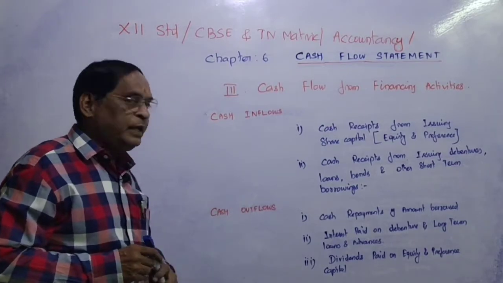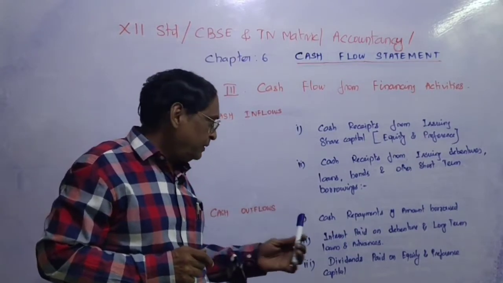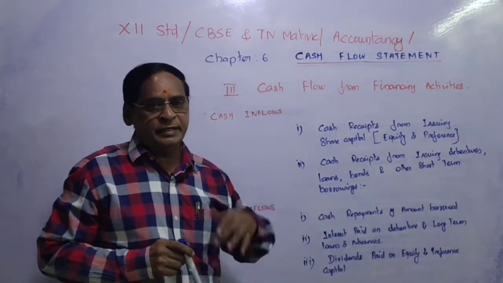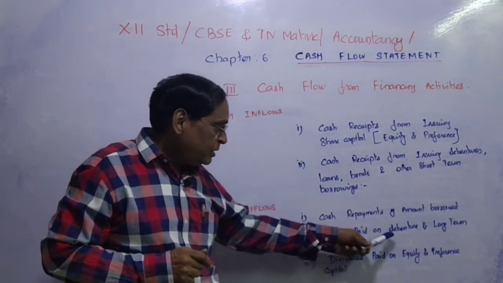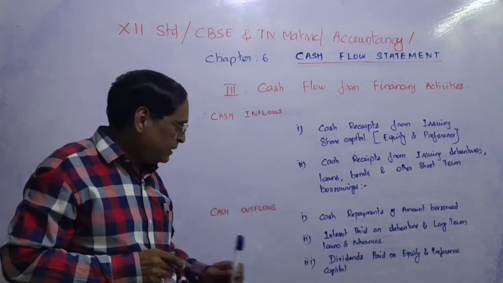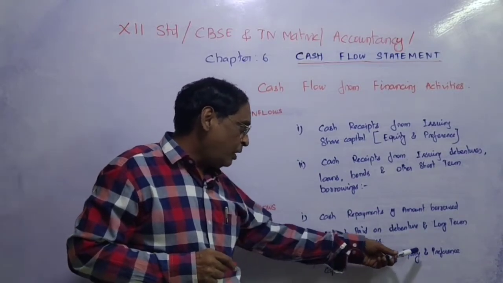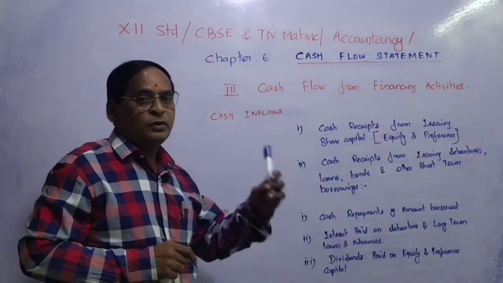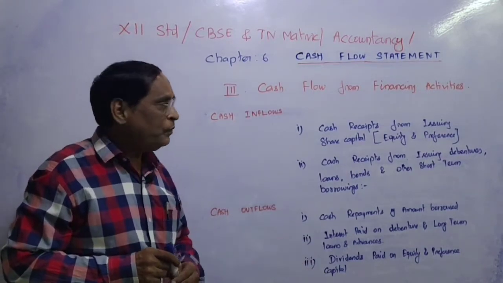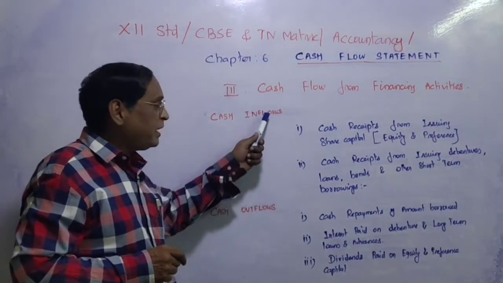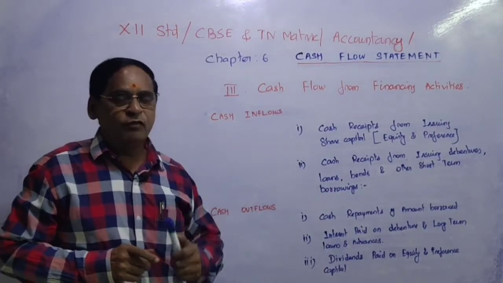Cash outflows will be if we repay any loans and advances. The money already borrowed, if we repay that, cash payment of amount borrowed, that is cash going outside. And then if we have to pay any interest on debentures and long-term loans and advances, these will be cash outflow. And if there is any dividend paid on equity and preference share capital, that is a payment as far as the company is concerned, so it is cash outflow. If we deduct that cash outflow from the cash inflow, we will get the net flow. We will take into consideration only the net flow.